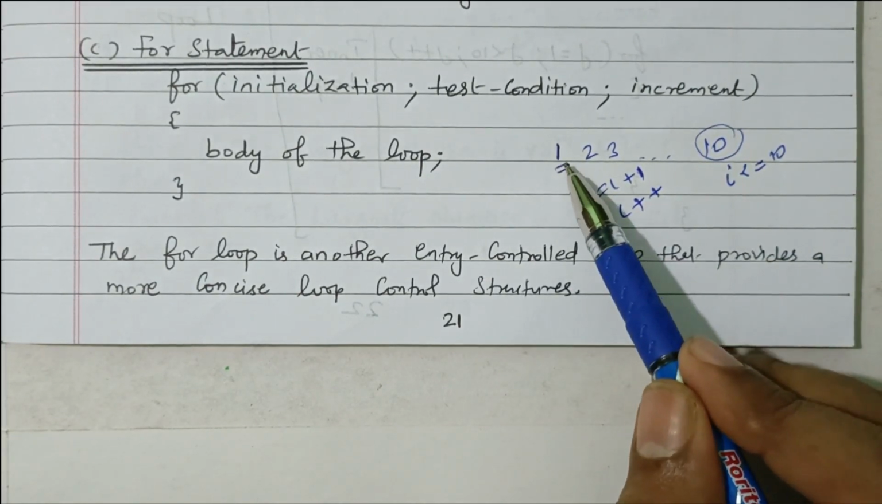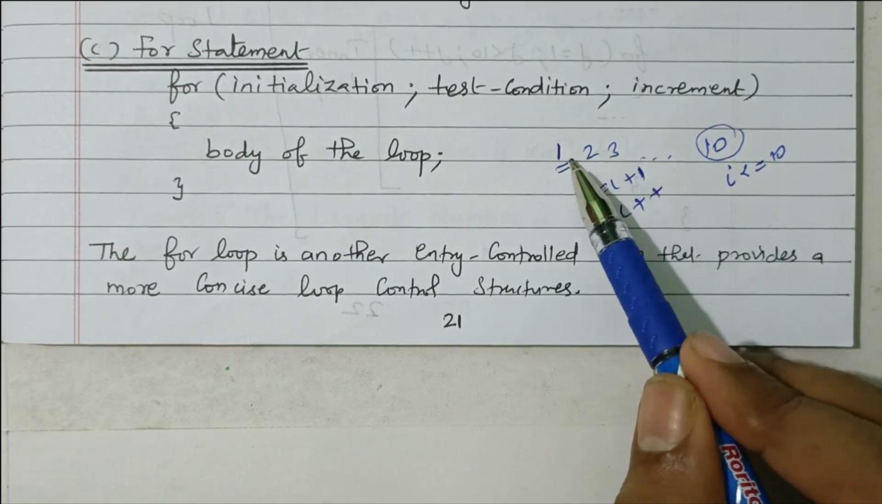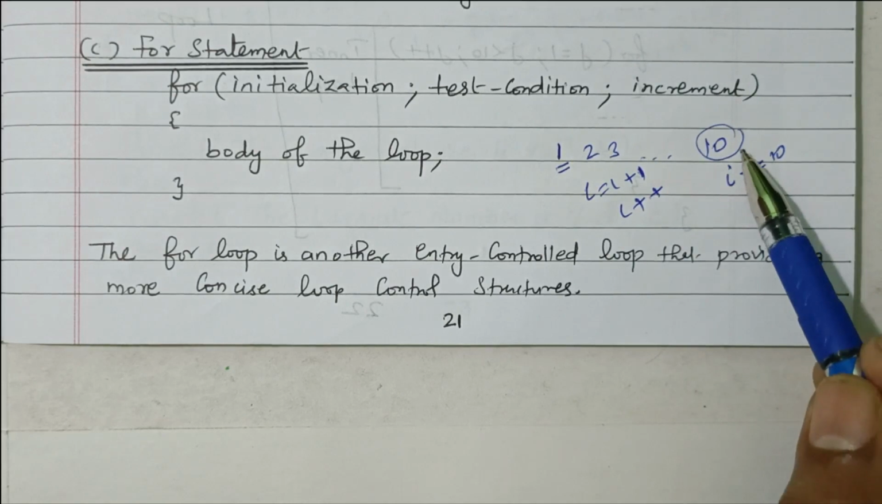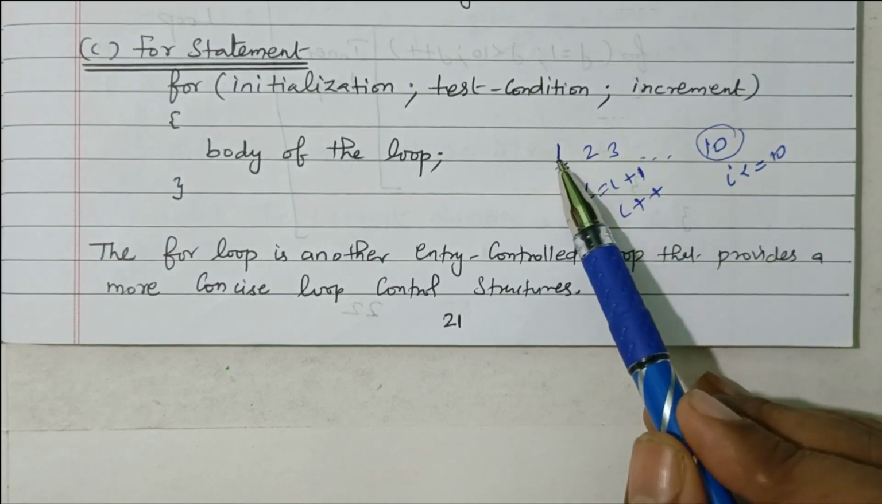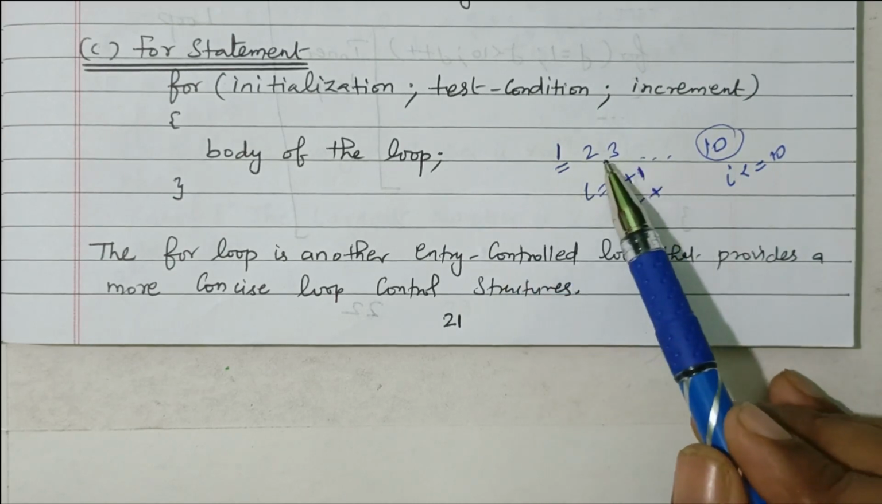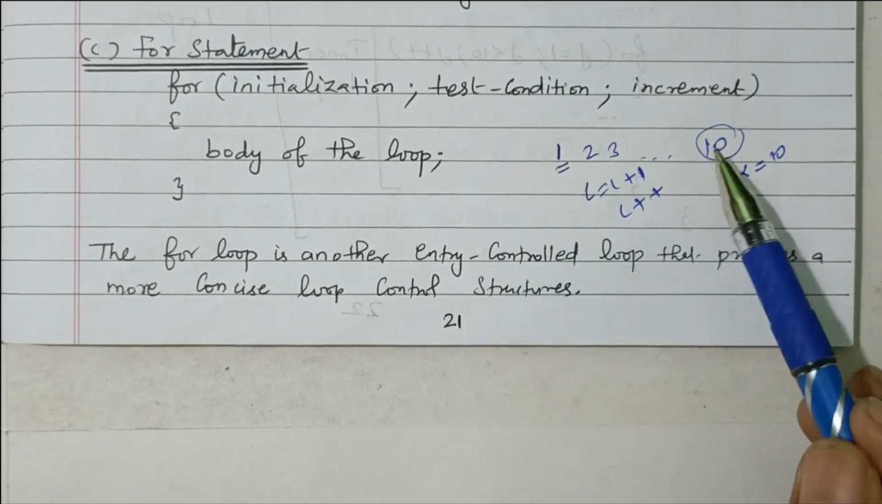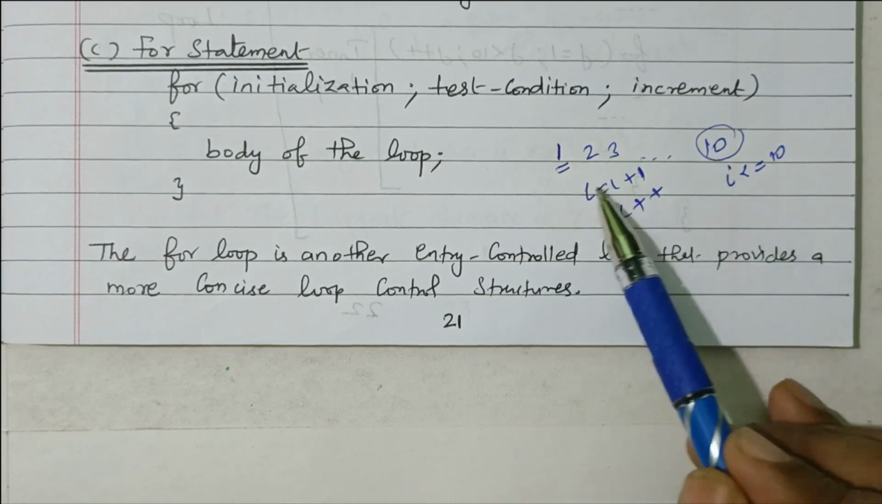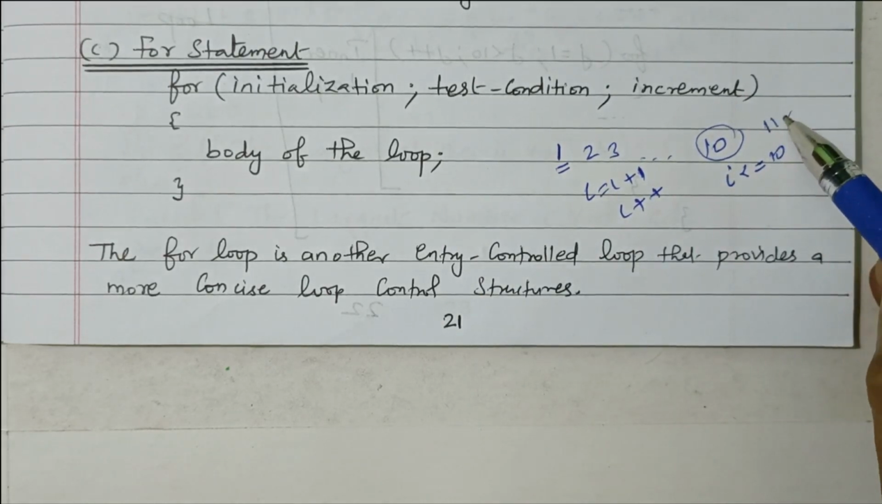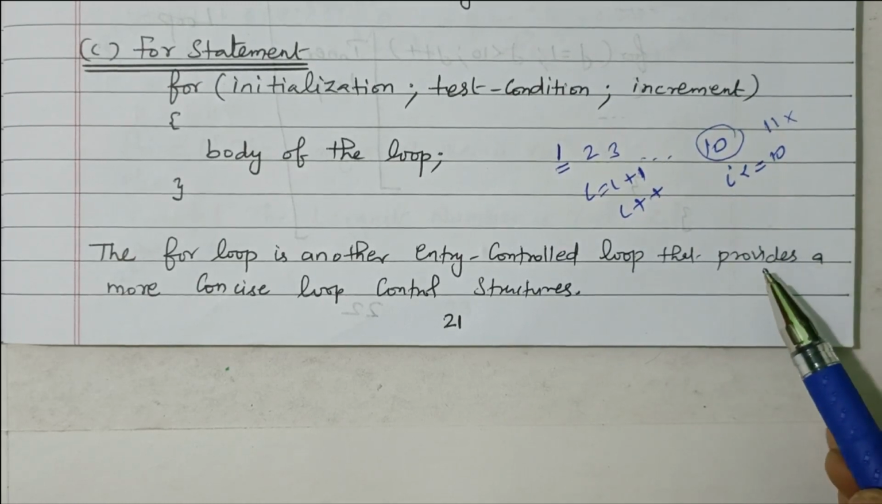Initial value is 1, and 1 by 1 it increases, so increment is i plus plus. What is the condition? It will go up to 10. Initially it will take 1, check the condition, execute the operation. Then increment, and again it is executed until it reaches 10. After 10, it will become 11. At that time the condition is false, so it will stop the process.